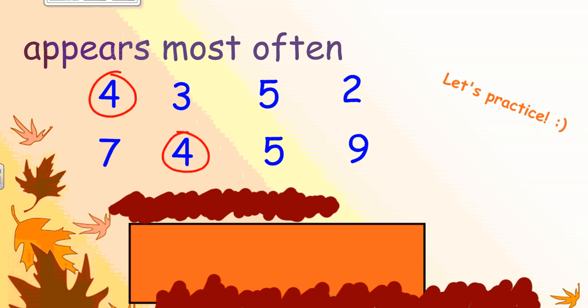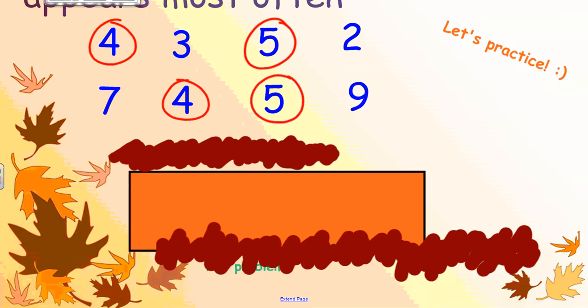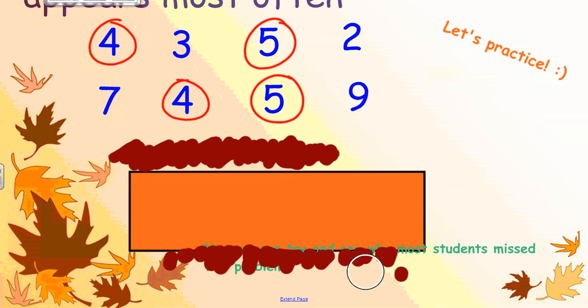Well, 4 appears twice, but so does 5. That's right. Now that means we will have more than one mode. The number 4 would be a mode, and the number 5 would be a mode. And if none of the numbers are repeated, you can actually have a set of data with no mode. Here's another example. Let's try this one out.